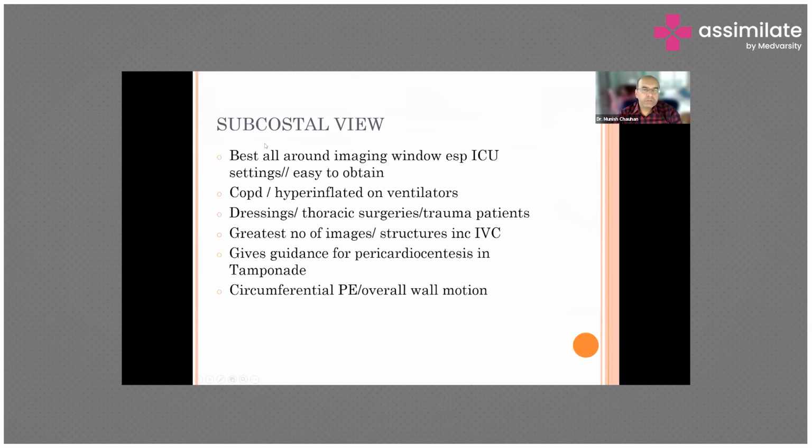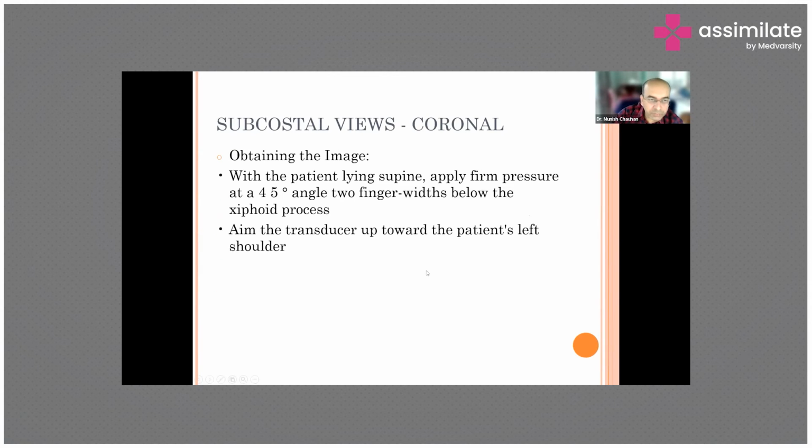Last view, mostly that we follow, is the subcostal view. This is a good view, especially for the ICU setting. This is the commonest one that we use, especially in patients who are ventilated, who have COPD, have hyperinflated lungs, or might have had thoracic trauma, dressings. You get a lot of images, right from the pericardial effusions. You can see the tamponades, you can see the IVC, you can see most of the chambers. So a lot of information is obtained from the subcostal view.